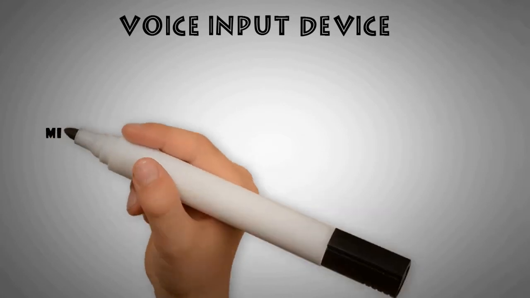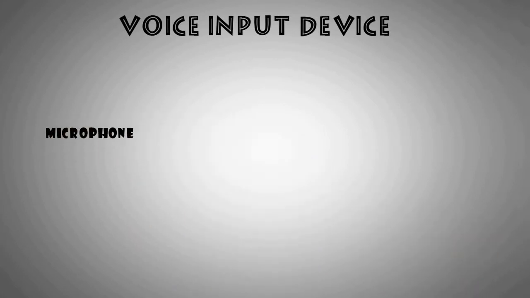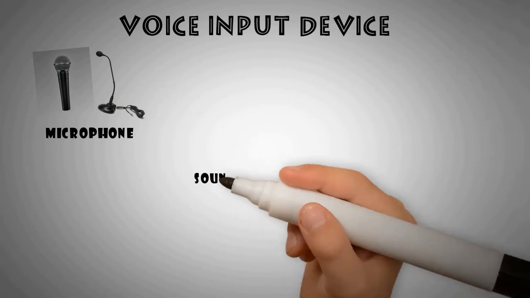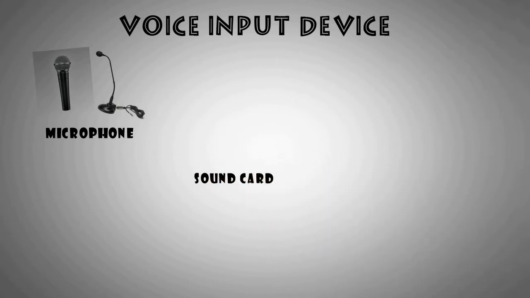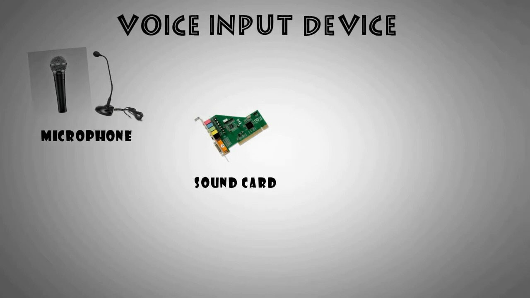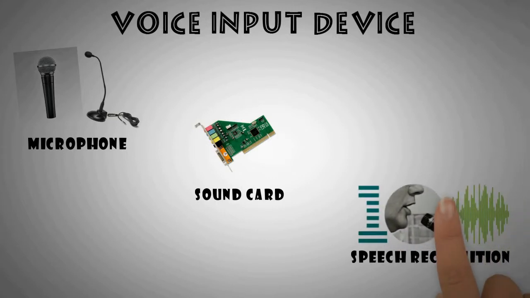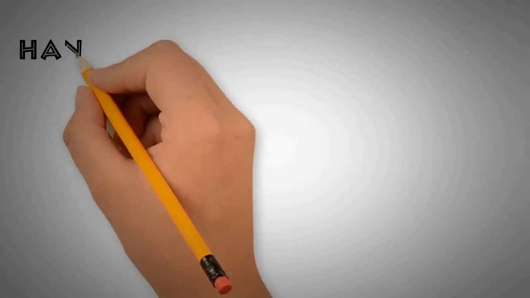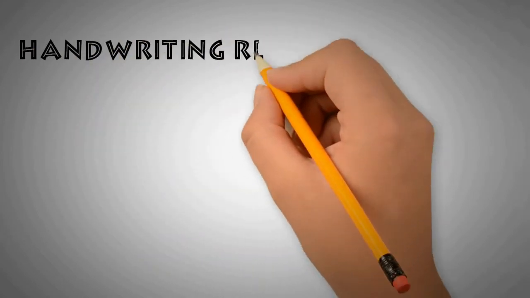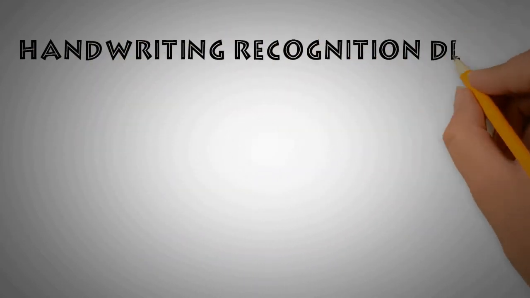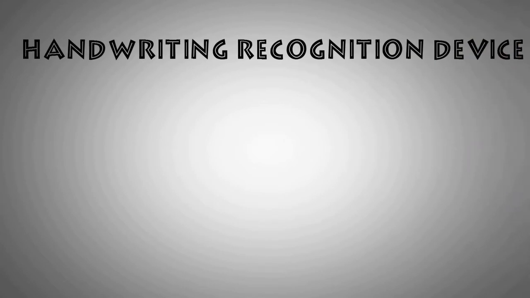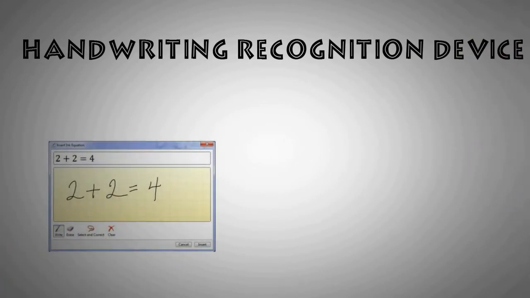Voice input device: microphone to receive the sound signal, sound card to convert the sound signal to digital form, and speech recognition software to recognize human speech. Writing recognition device: need handwriting recognition software.